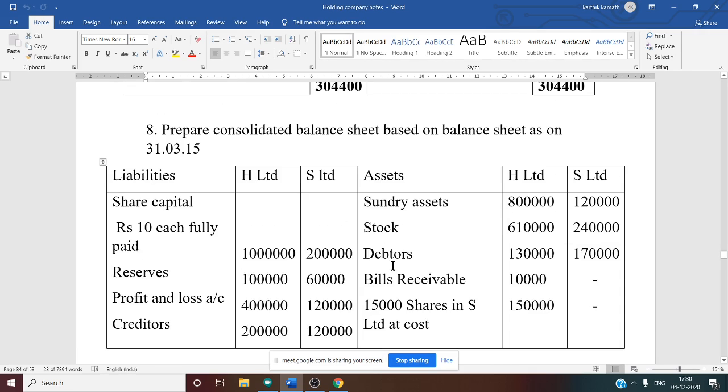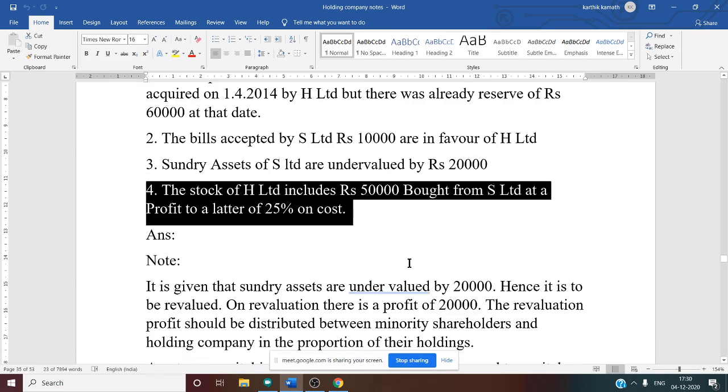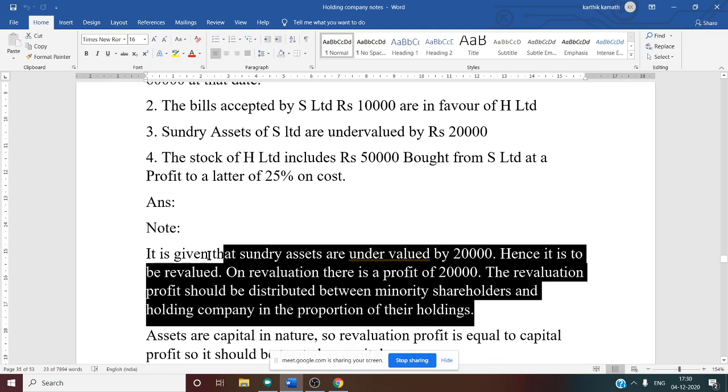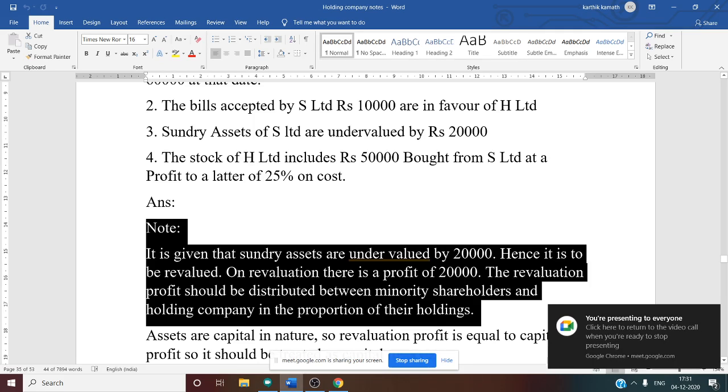Yes. So after discussing the problem, now let us go for the solution part. Before doing the solution, there is one note for understanding. It is given that sundry assets are undervalued by 20,000. Hence, it is to be revalued. So why is it revalued? Because the figure shown in the balance sheet is not the proper one. That is why revaluation is necessary.